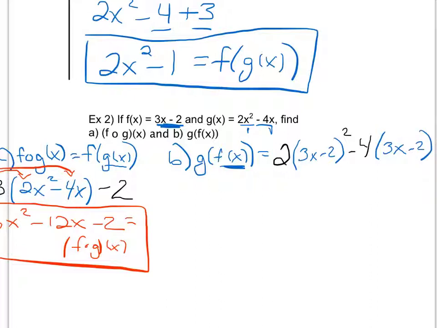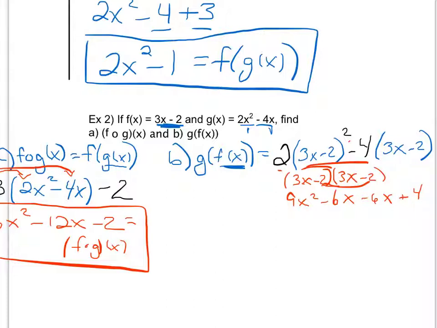From here, I ask myself, can I simplify? Well, order of operations says before I distribute the 2, I should take care of my exponent. I know that 3x minus 2 squared, doing a little scratch work down here, means 3x minus 2 times 3x minus 2. Using FOIL, I get 3x times 3x is 9x squared. 3x times minus 2 is minus 6x. Minus 2 times 3x is another minus 6x. Minus 2 times minus 4 is plus 4, giving me 9x squared minus 12x plus 4.